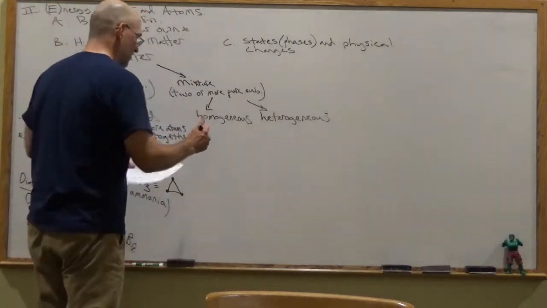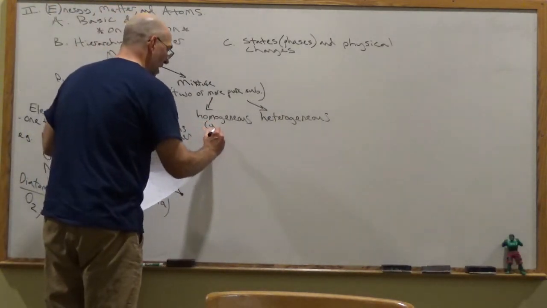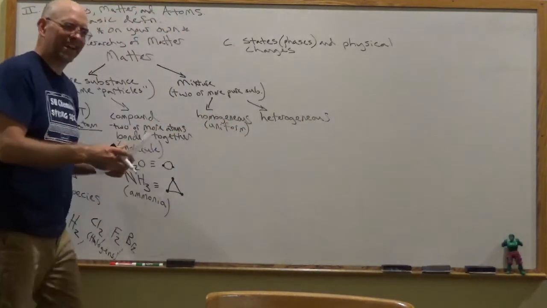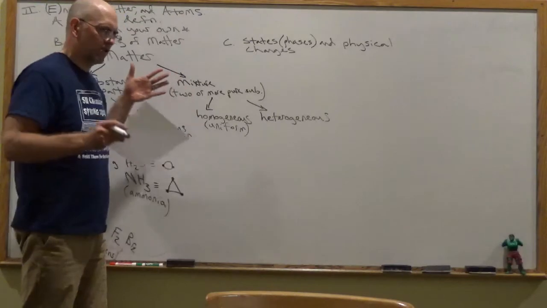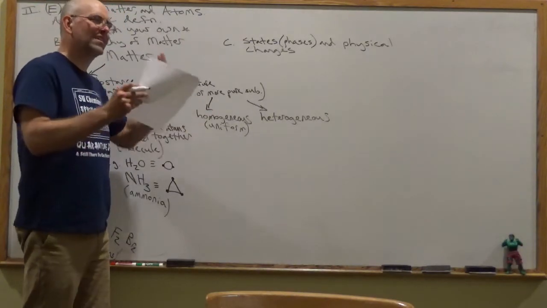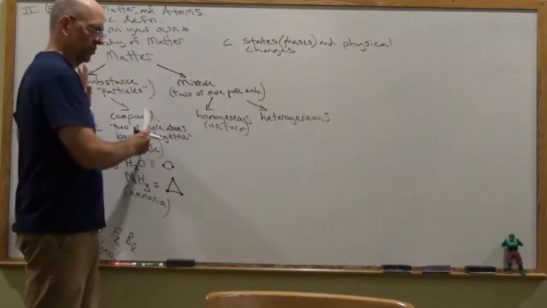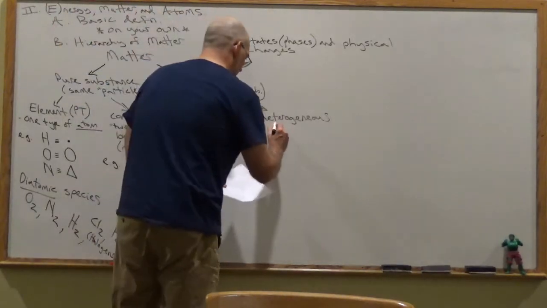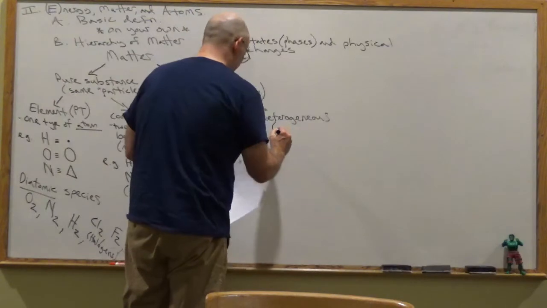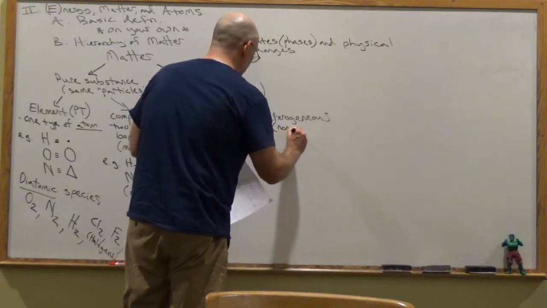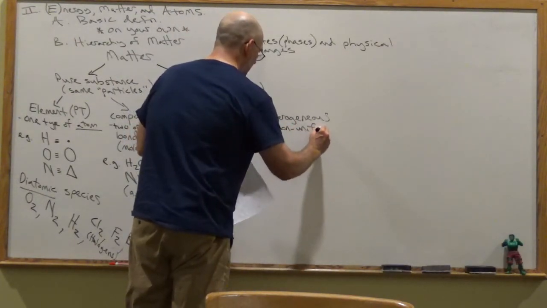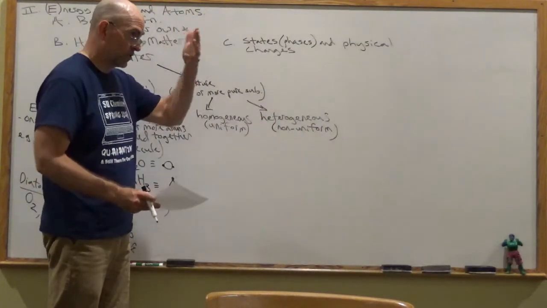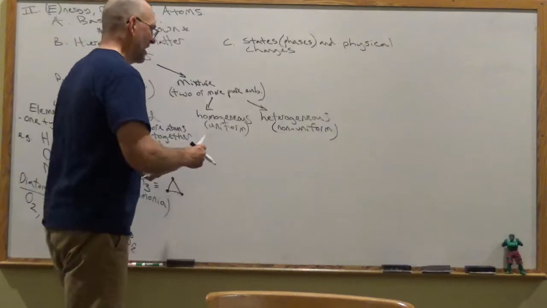So homogeneous, when you look at it with your eye, it appears to be uniform. It looks consistent. It looks like one substance. It looks like a pure substance, but it's not a pure substance. Heterogeneous, well, if it's not uniform, it's non-uniform. It's maybe not the best way to put it. It looks like more than one thing when you look at it with your eyes.